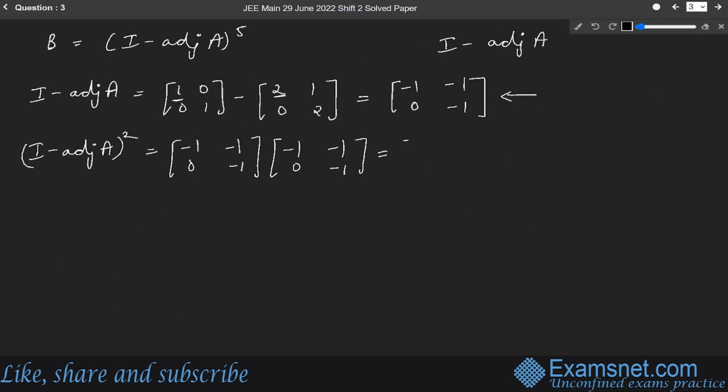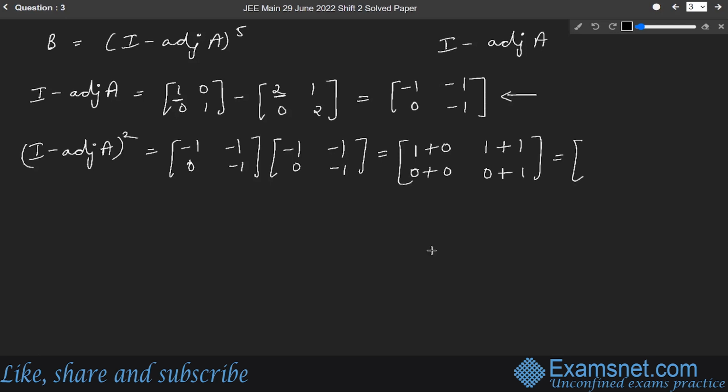All right. So when we multiply first row with first column, -1 into -1 is 1, plus -1 into 0 is 0. Then multiplying first row with second column, -1 into -1 is +1, and -1 into -1 is again +1, right? Then multiplying second row with first column, 0 into -1 is 0, and -1 into 0 is again 0. Multiplying the second row with second column, right? So 0 into -1 is 0, -1 into -1 is +1.